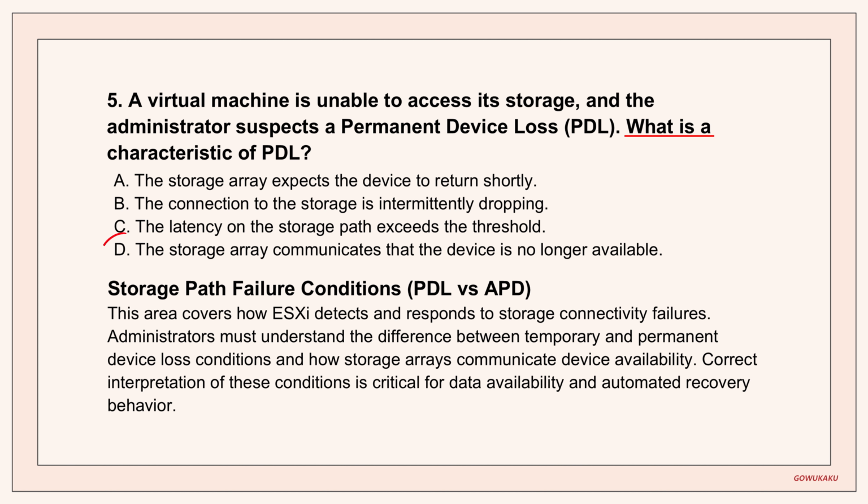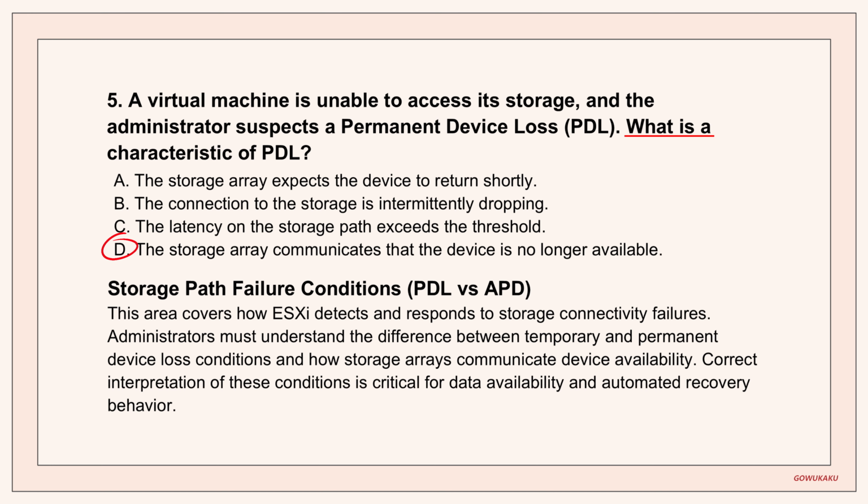So why does getting that definitive signal change how the system recovers versus a simple connection drop? Because that communication is everything. When a host sees an APD, all paths down, it assumes the link might come back. So it waits. It keeps retrying, hoping to recover the path. Which takes time. A lot of time. But when it gets a PDL signal, it knows the device is gone forever. That certainty allows the system to immediately halt I/O to that device and trigger recovery procedures, bypassing all those long timeout periods. It's an immediate terminal failure confirmation.